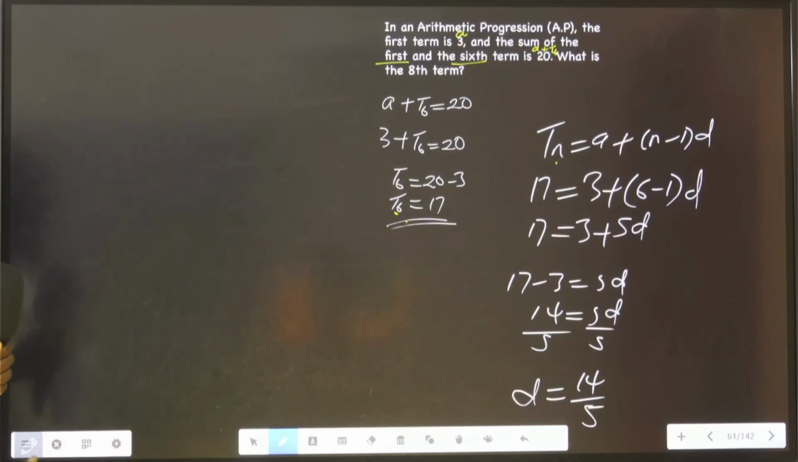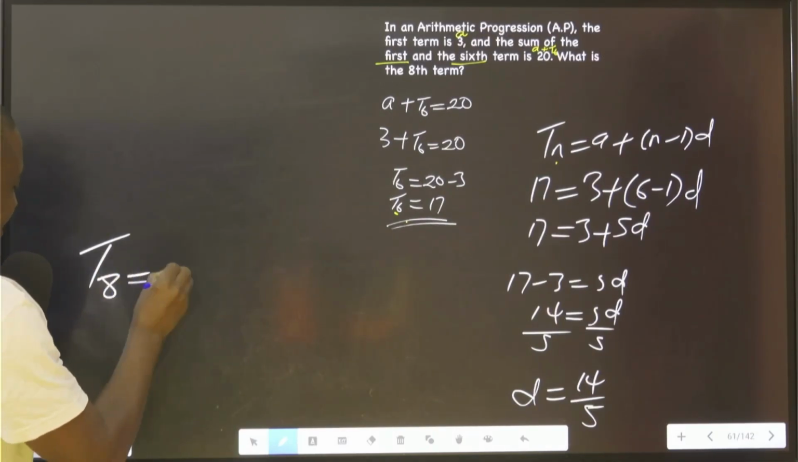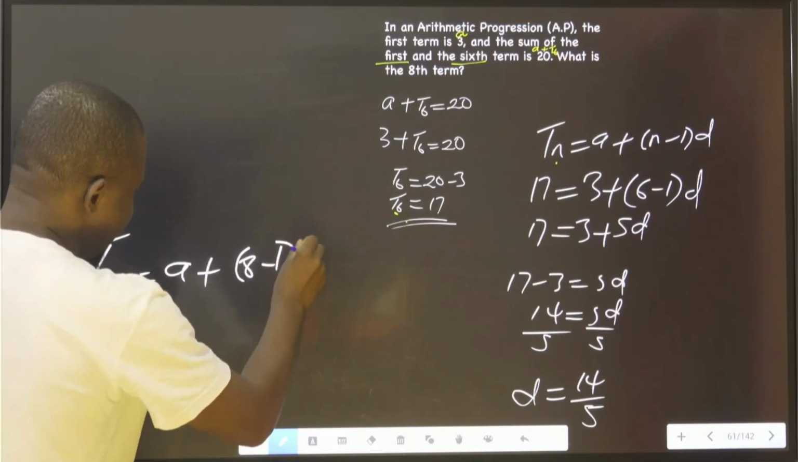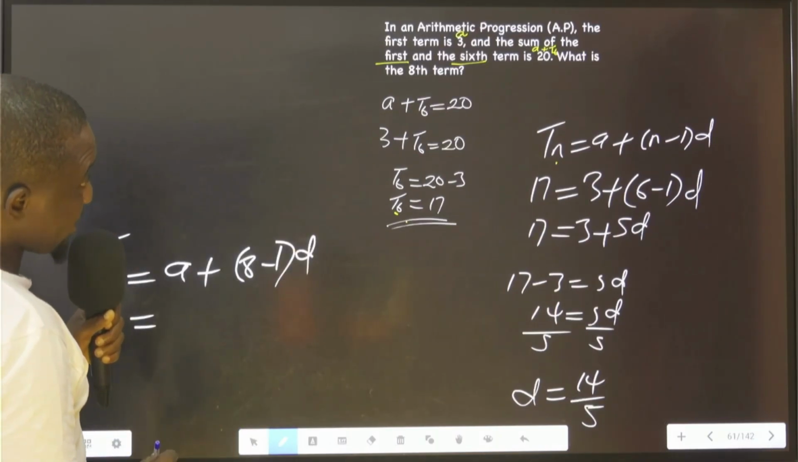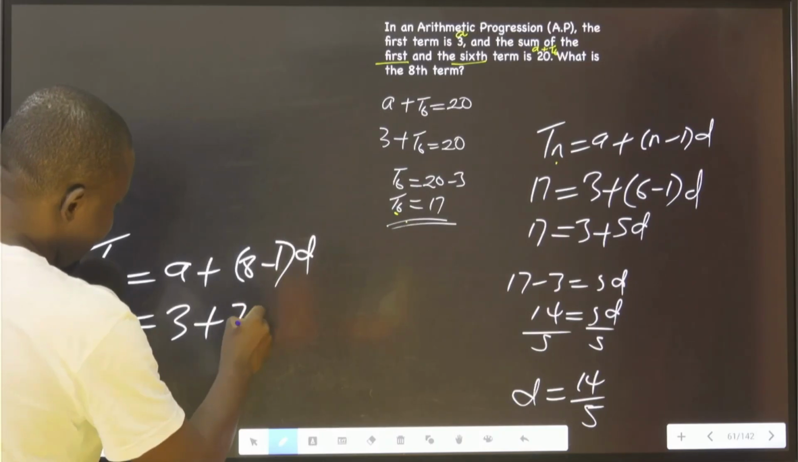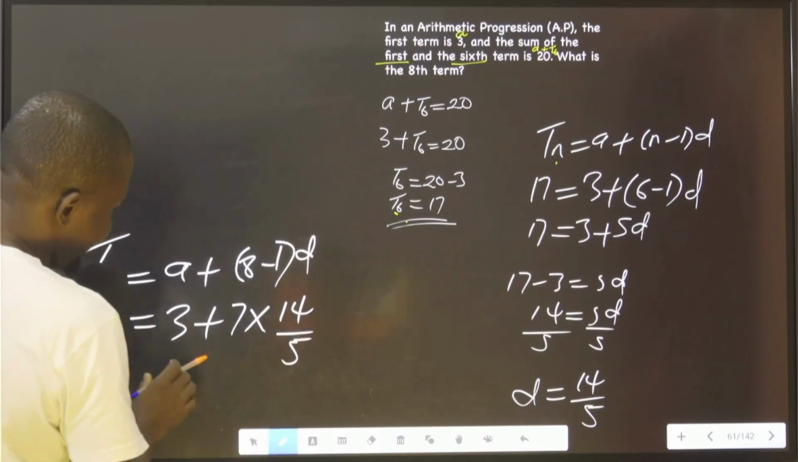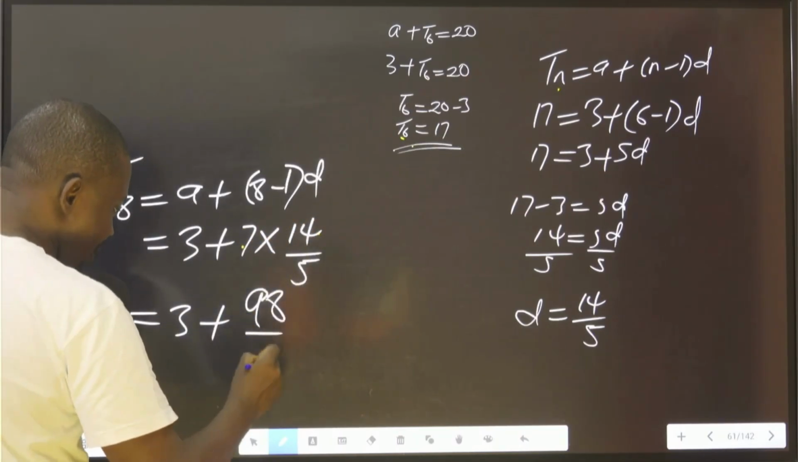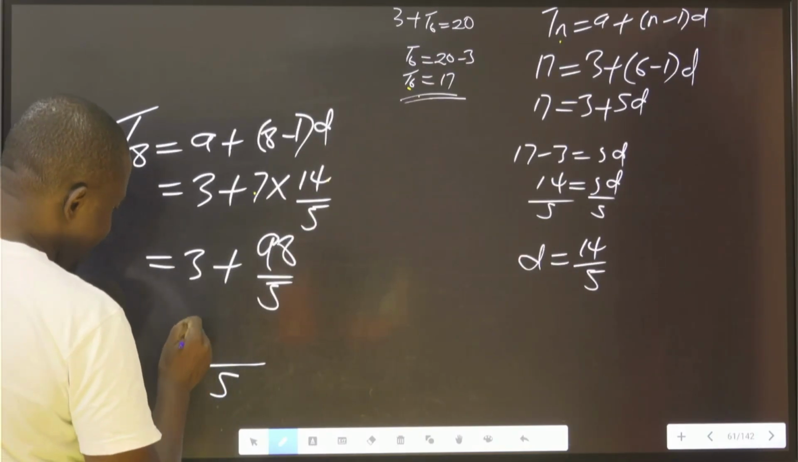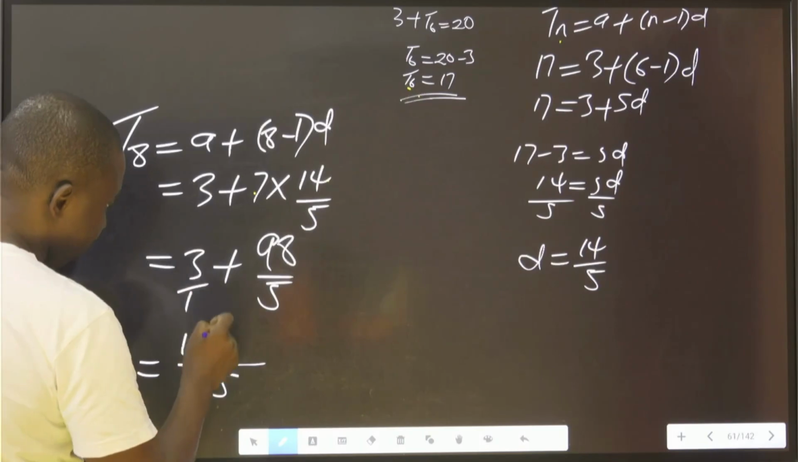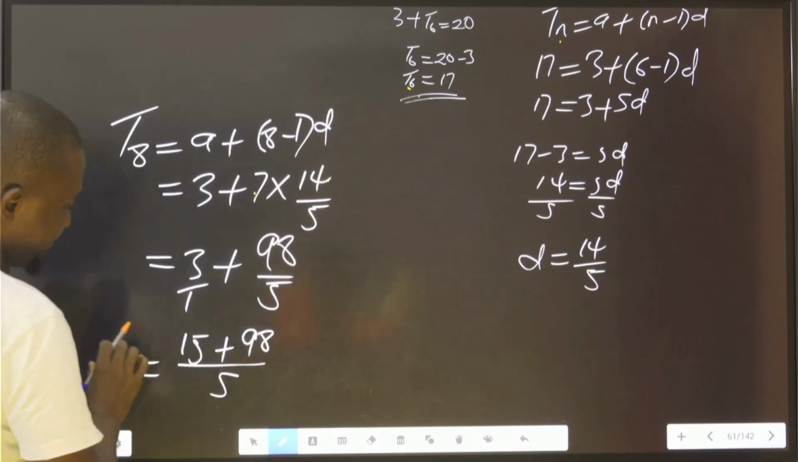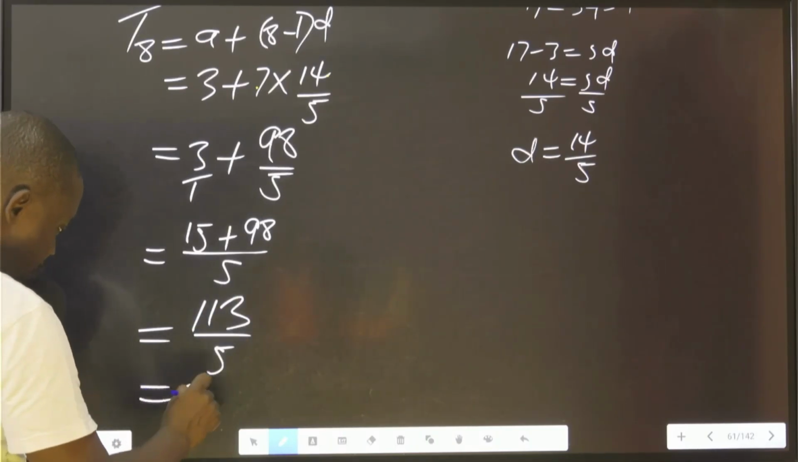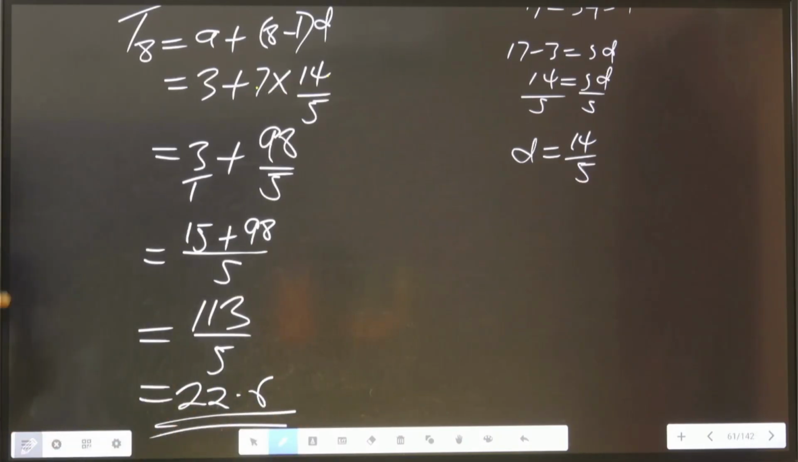Now we can find the eighth term. The eighth term is the first term plus 8 minus 1 d. What is the first term? The first term is 3. This is 7d. And our d is 14 over 5. Which is 3 plus this multiplied by this will give us 98 over 5. 5 here is 15. Here is plus 98. You agree with me this equals 113 over 5, which you can call 22.6. Hope you understand this?